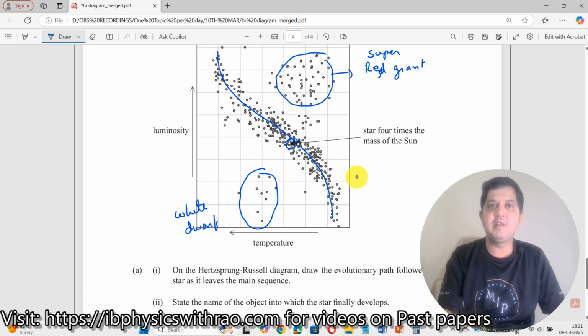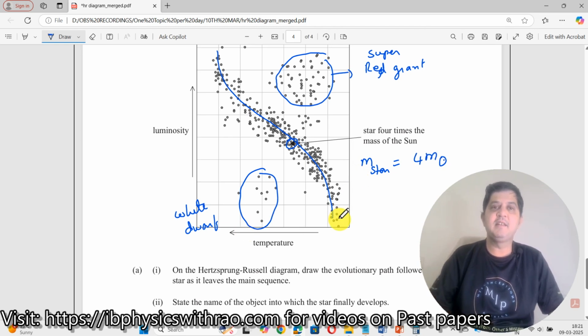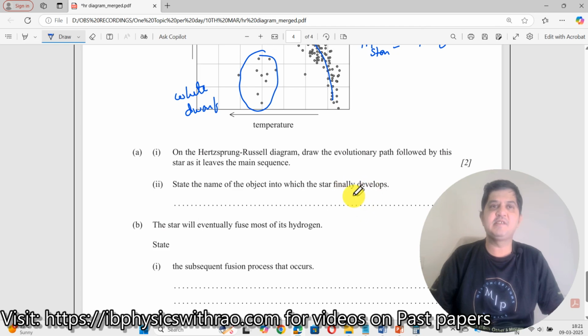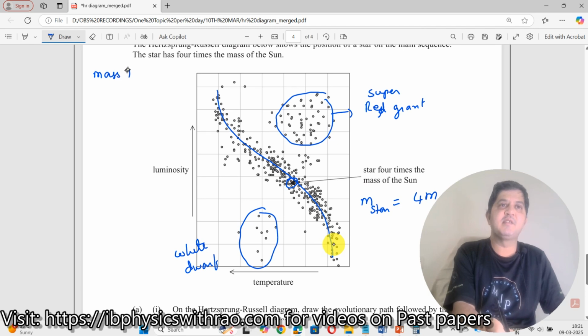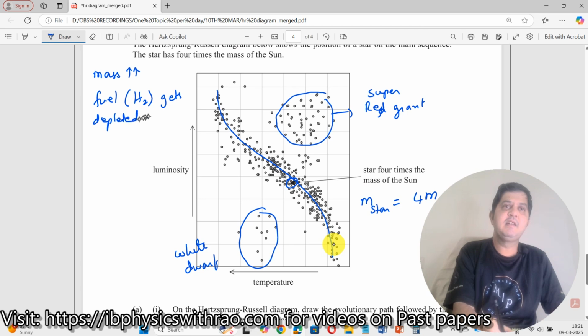Now there is one star over here which has a mass equal to 4 times the mass of the sun. Then on the HR diagram, draw the evolutionary path followed by this star as it leaves the main sequence. Definitely it will leave the main sequence because the mass is higher. When the mass increases, what will happen? The fuel, the hydrogen, gets depleted. When it gets depleted, the star swells. The star size increases. Then it becomes a much larger star. It becomes a super red giant.